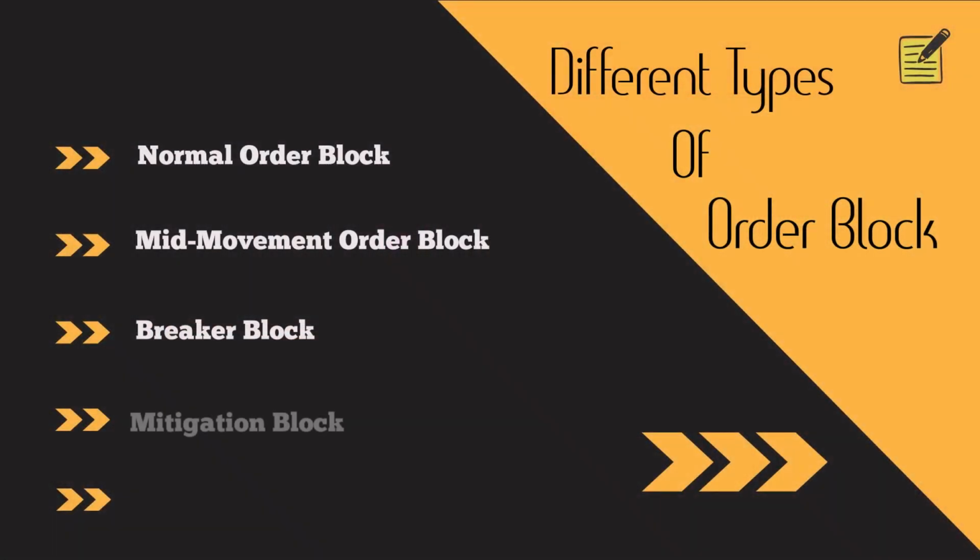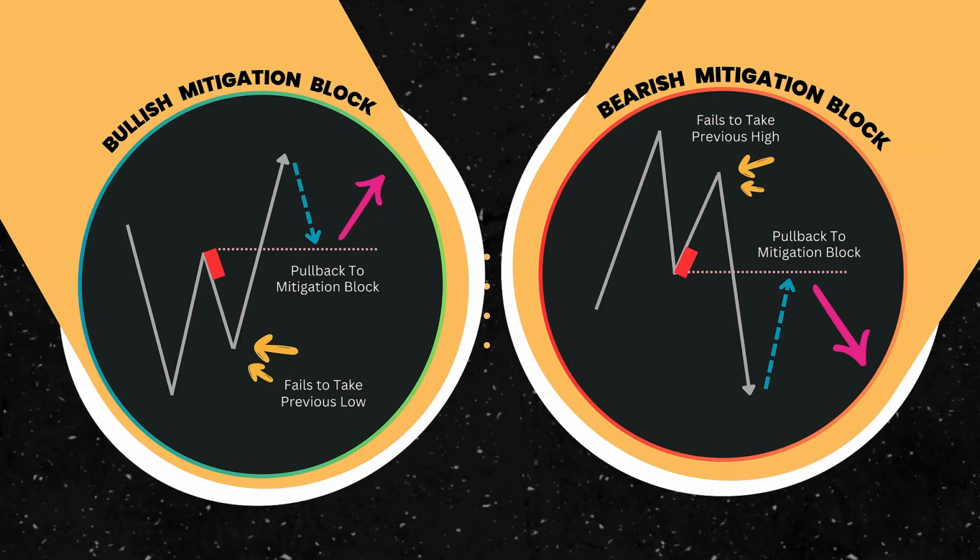Number 4 is the mitigation block. A mitigation block is similar to a breaker block with a small difference. In mitigation blocks, price fails to create a lower low in a bullish scenario and a higher high in a bearish scenario, which means the last swing fails to take its previous swing's liquidity. The way we use mitigation blocks has no difference from breaker blocks.